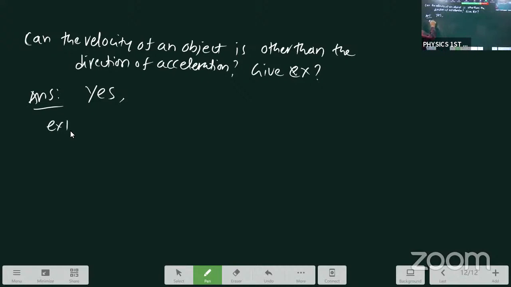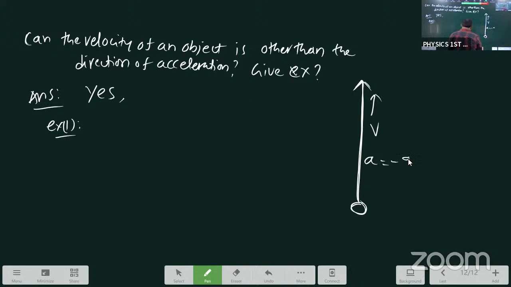Example number one. One example is enough, student, because they are only asking to give an example, a very simple example. Just project a body, a body projected upwards. Obviously the body goes upwards. What is the velocity direction? Upwards. What is the acceleration due to gravity direction? Downwards. A body projected upwards means acceleration and velocity are in different directions.